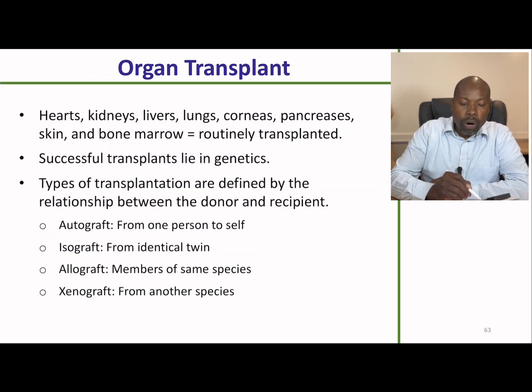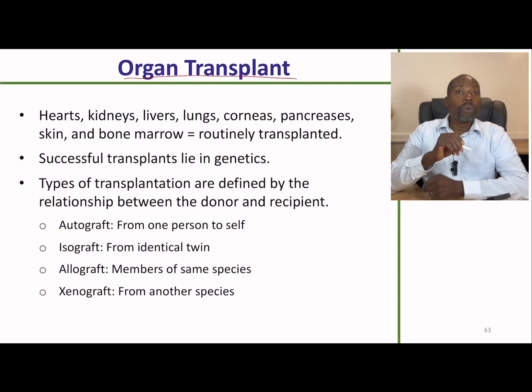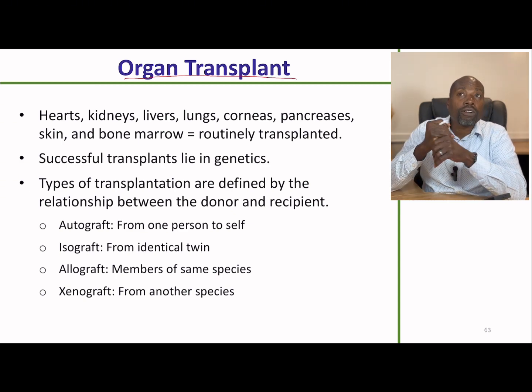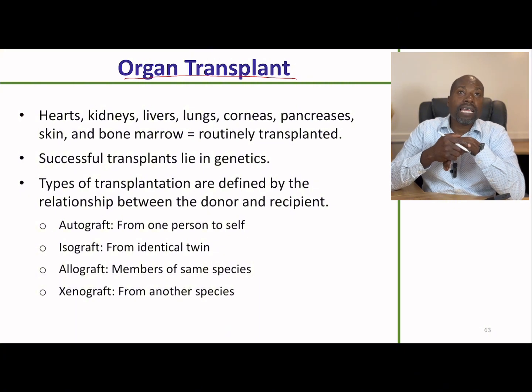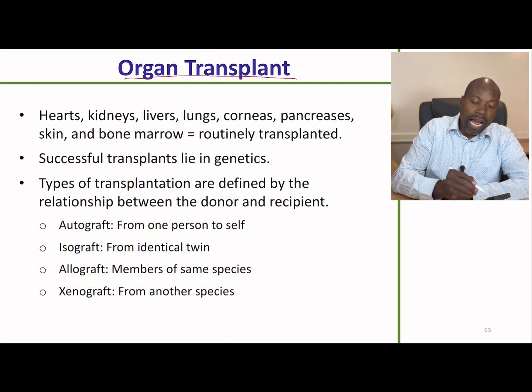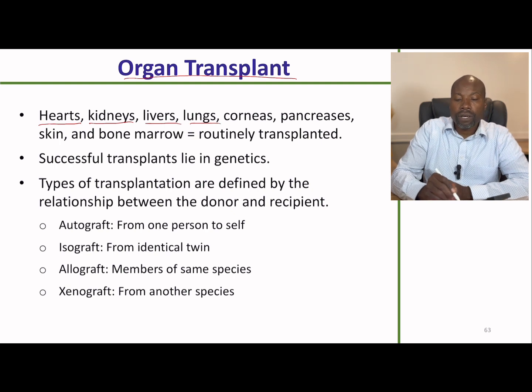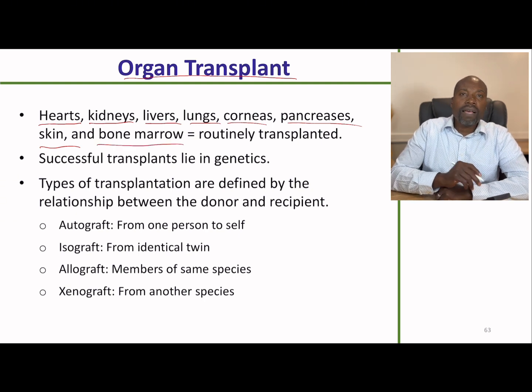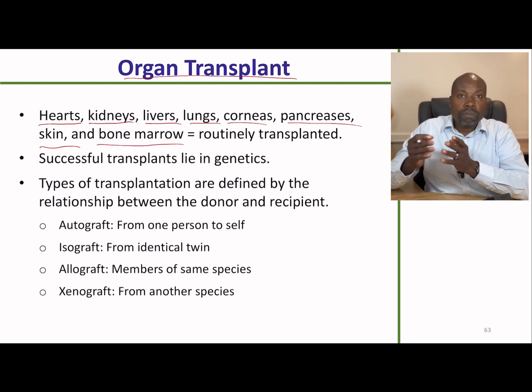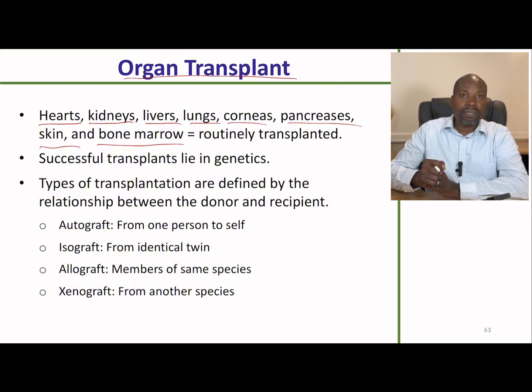Now, how about organ transplant? When it comes to organ transplant, there are so many different organs that we can transplant these days. We have the heart, kidney, liver, lungs, cornea, pancreas, skin, bone marrow. These are all transplants that are done on a regular basis these days and can be done rather successfully, right?